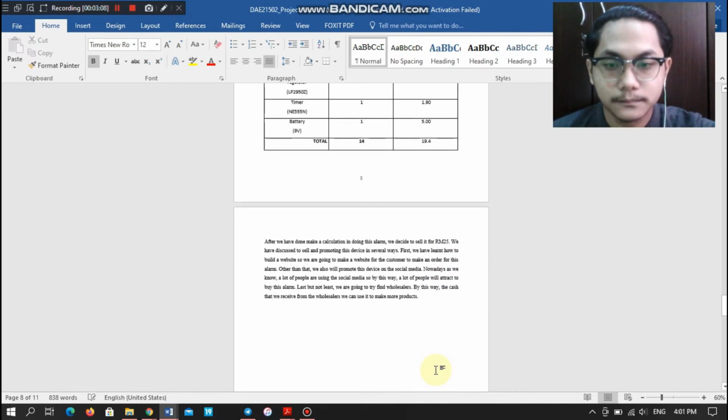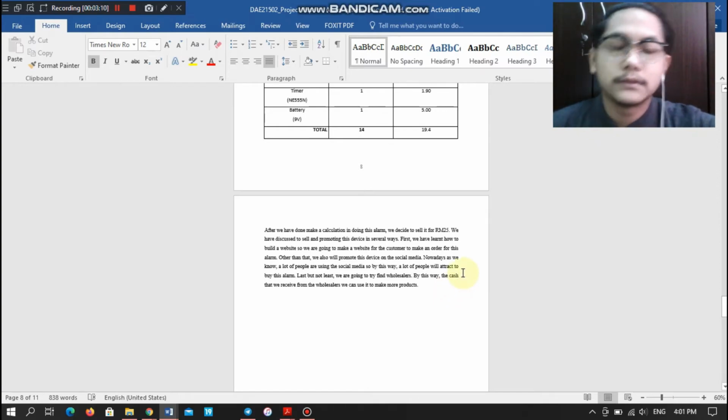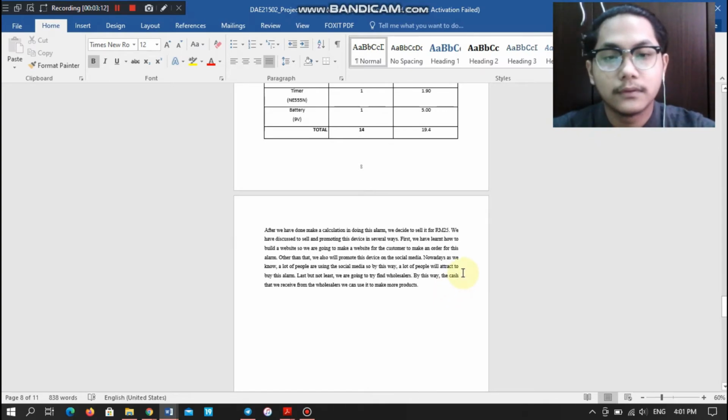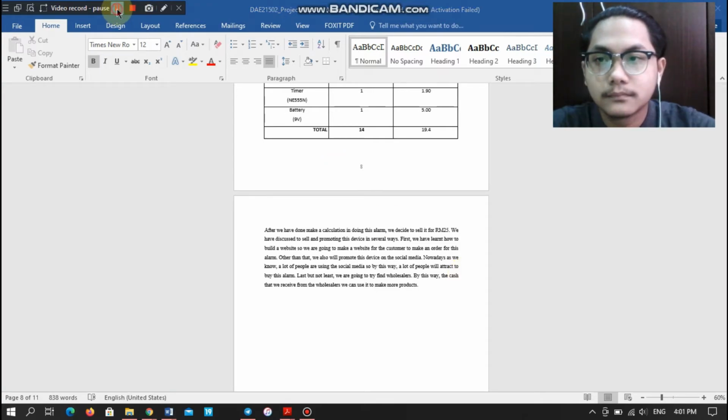Okay, so after we made the calculation for this alarm, we decided to sell it for 25 ringgit, which is an affordable price, where we think the price is not too expensive and not too cheap.